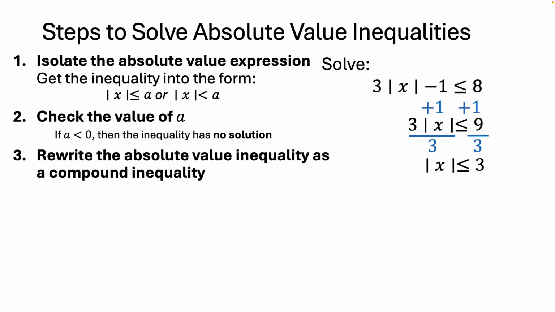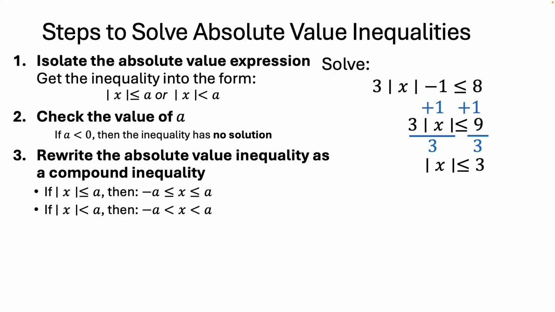The third step is to rewrite the absolute value inequality as a compound inequality. This is where we use the definitions. If the absolute value of x is less than or equal to a, then we'll rewrite it as the compound inequality x is both greater than or equal to negative a and less than or equal to positive a. If we have absolute value of x is strictly less than a, then we would rewrite that as the compound inequality x is greater than negative a and x is less than positive a.